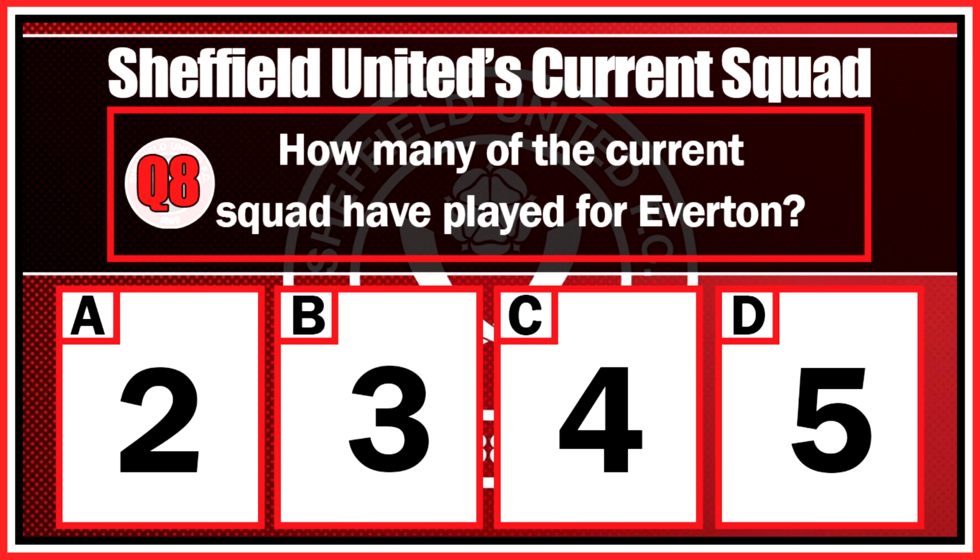In question 8, I asked you how many of the current squad have been on the books at Everton? Was it 2, 3, 4 or 5? And the answer was C, 4. And just to confirm who those 4 were, John Lundstrom started his career at Everton, never actually played a game, but was on the books at Everton. Phil Jagielka played hundreds of games for Everton. And we've also got Besic, who's on loan from Everton, and Jack Rodwell, who started his career at Everton.